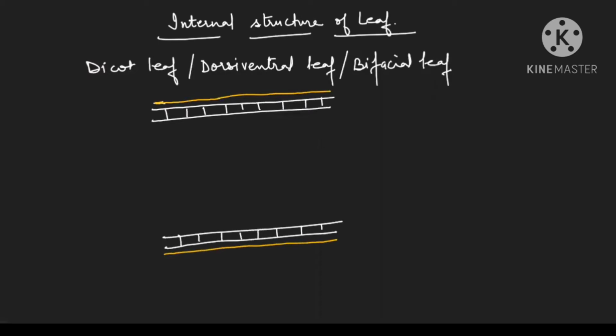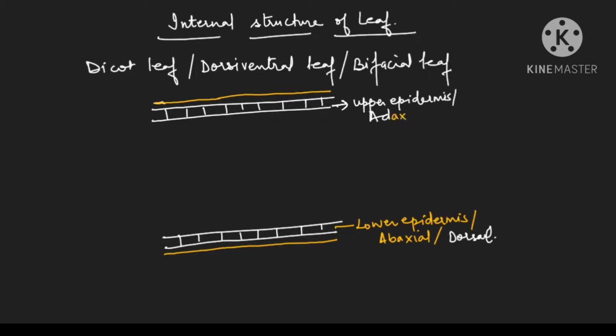Now see one thing, lower epidermis. I'll just write it, try to understand. This is lower epidermis. So lower epidermis is also known as abaxial surface, and it is also known as dorsal surface. And this is upper epidermis, which is known as adaxial, and it is also known as ventral surface.